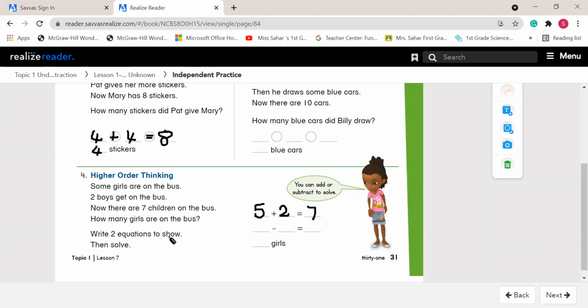Okay, now they want you to write another equation. Remember the relation between addition and subtraction, or think addition to get the missing subtraction. So we have the total, 7. And we know that we have 2 boys. So my total number of children is 7. I know we have 2 boys, so the rest, or the difference, will be girls. 7 take away 2 equals 5. So how many girls do we have? 5 girls. All right, let's go to the next page.